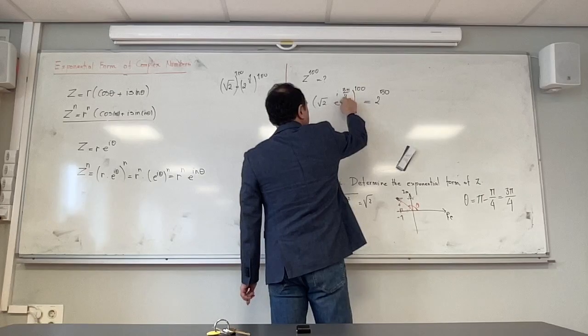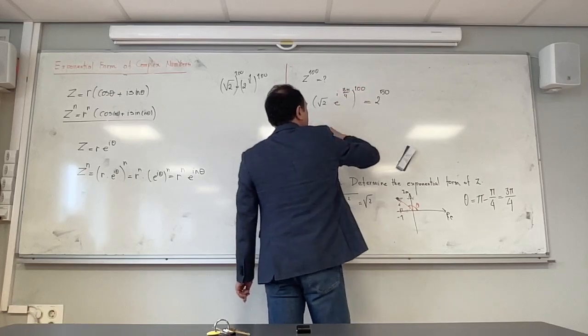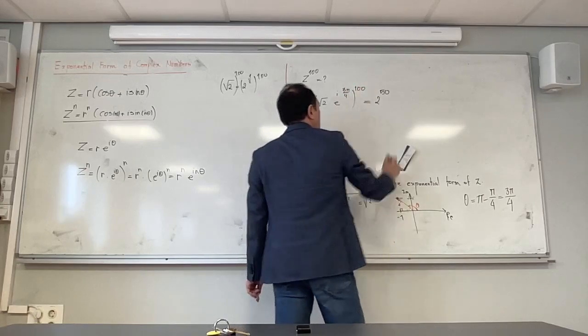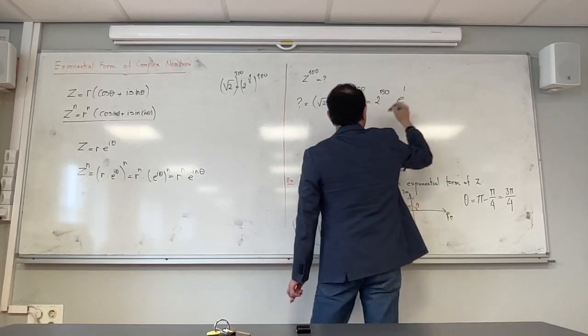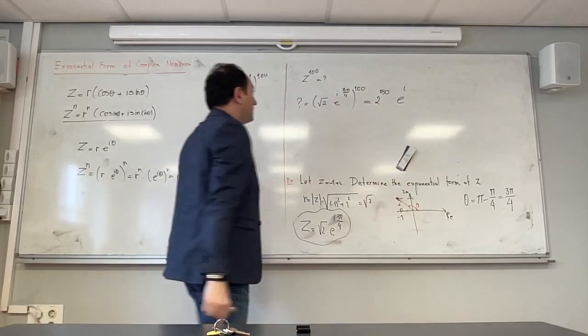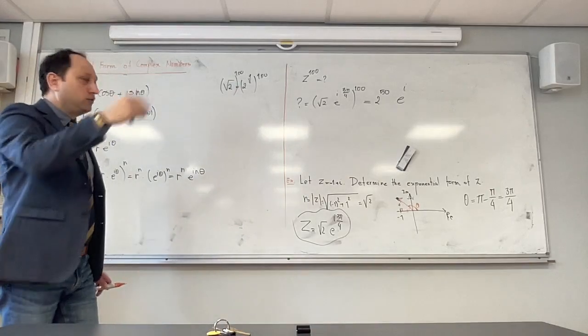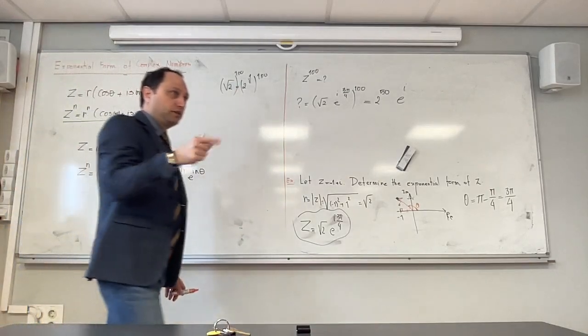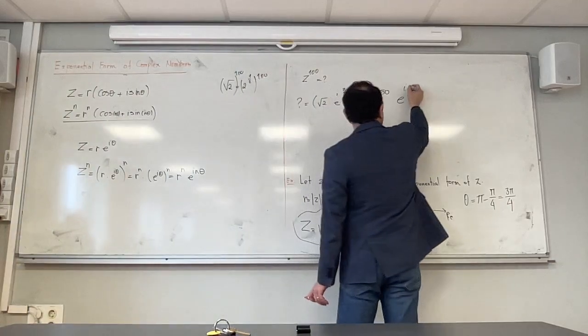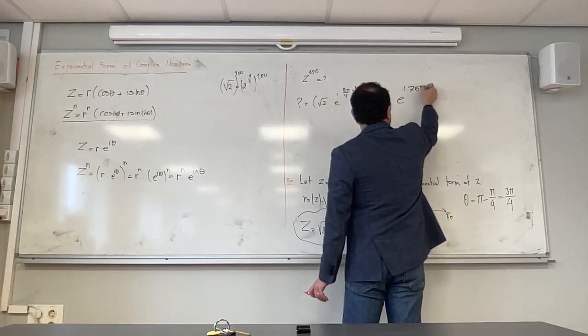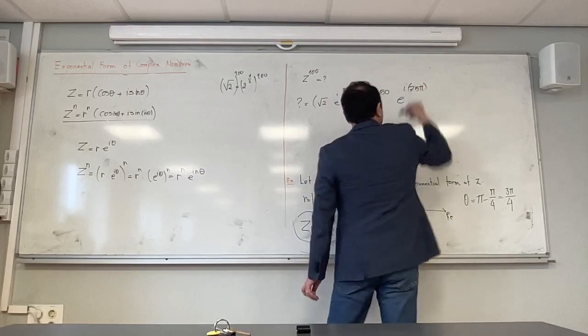But how do you raise an exponential to another power? You just multiply the exponent. So what happens? And you do it in your head. You multiply 100 by 3 pi over 4. 100 and 4 are simplified. It becomes 25, and 25 times 3 is 75. Yes? So if you want, I can write it like this.